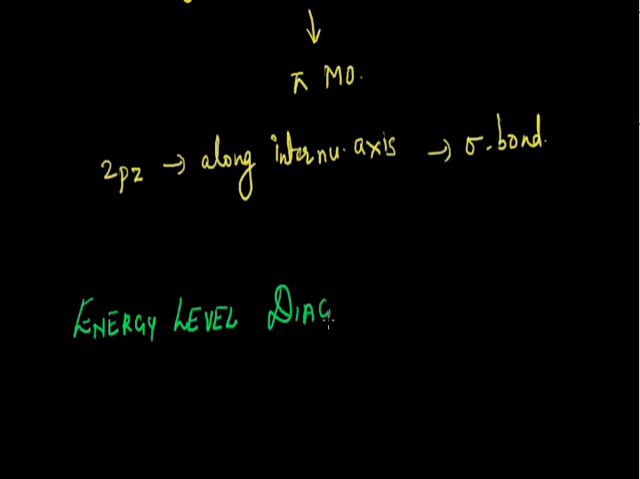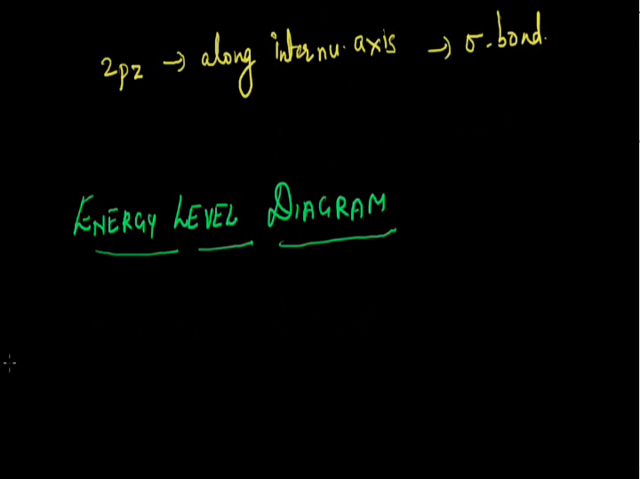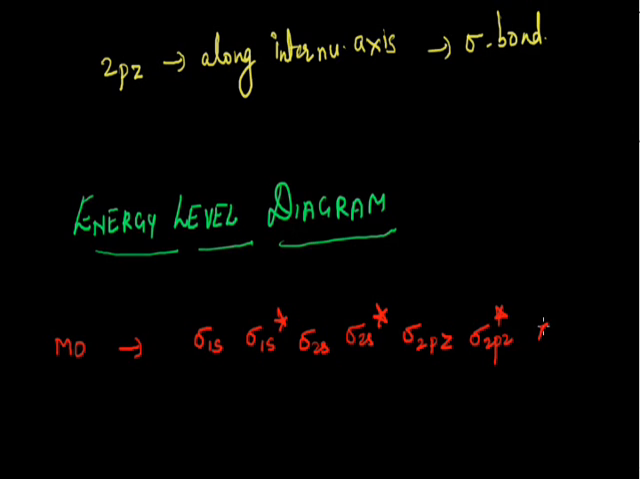The major use of molecular orbital theory is to write the electronic configuration of the molecules as we write it for the atoms. The molecular orbitals are represented like this: sigma 1s, sigma 1s star. Star stands for anti-bonding. Sigma 2s, sigma 2s star. Sigma 2pz, since 2pz lies along the internuclear axis, that is why it will be forming sigma bond. Sigma 2pz star. Pi 2px, pi 2py, pi 2px star and pi 2py star.